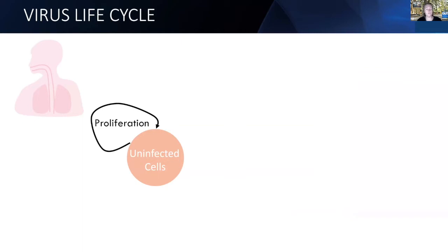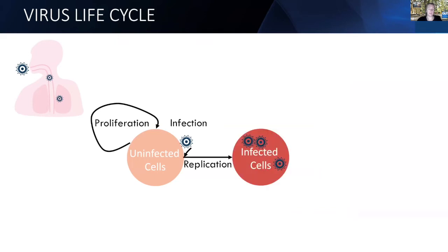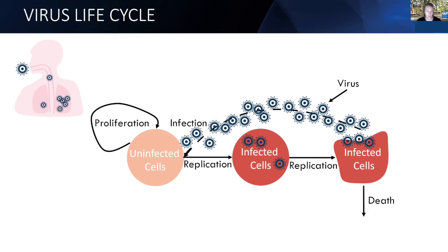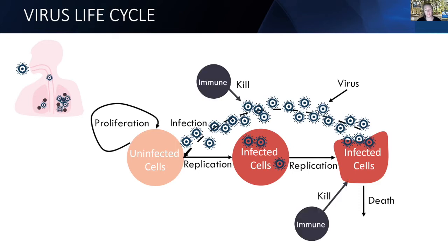So if you consider you've got a population of uninfected cells that are proliferating, when a virus comes along, it will infect these uninfected cells and it will hijack the machinery within the infected cells and start to replicate. After a while, the infected cell will then burst, releasing all the new virions, or viruses, that were created, and these viruses then go on to infect other uninfected cells. And this process just goes on and on until your immune system comes in.